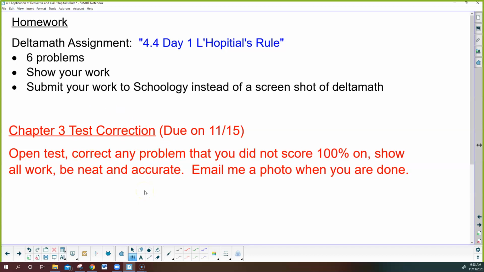Okay, so I'll be available from 1 to 2 in my office hours. If you need more help with the test corrections, or if you need help on L'Hopital's Rule or anything else, stop in and see me. We have about 7 days left of the trimester and we're done. So good luck. That's all I got.